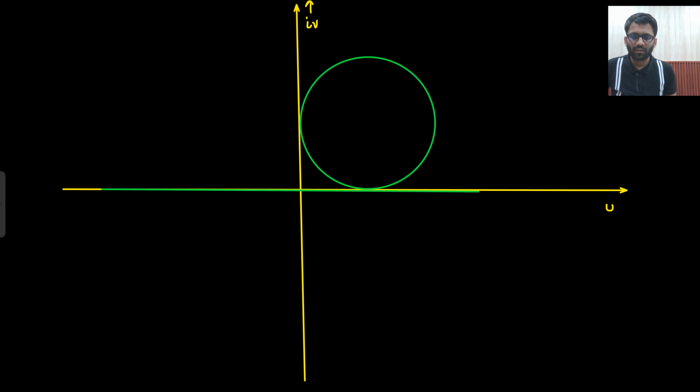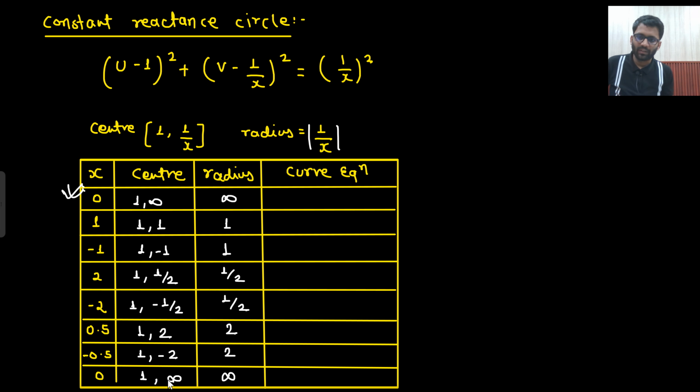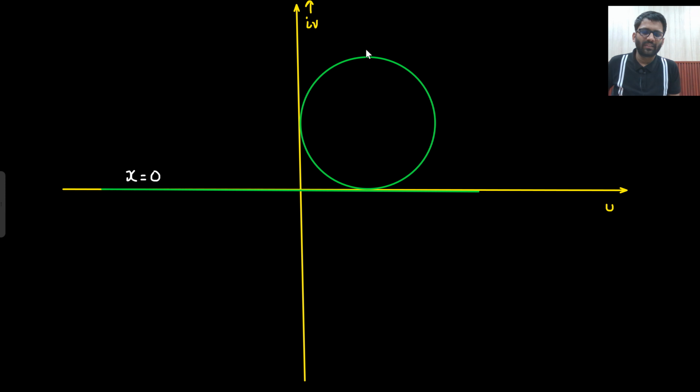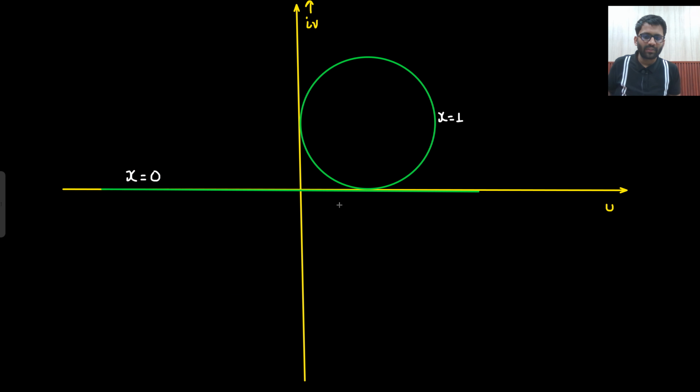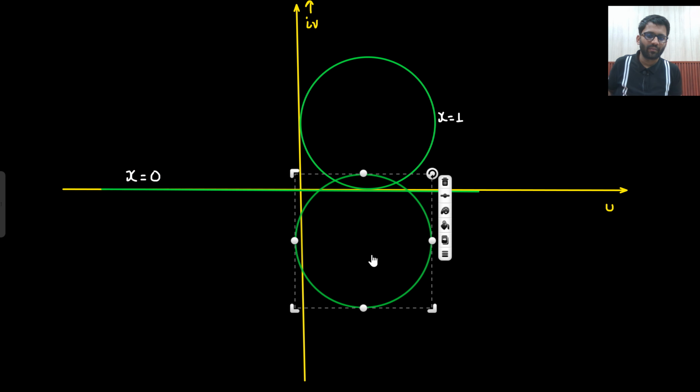So this was coming for x equals to 0, right? Here I should have put x equals to infinity, actually not 0. So for x equals to infinity, the center is 1 comma 0 and radius is 0. Initially this came for x equals to 0, this came for x equals to 1. Now we are making it for x equals to minus 1. So similarly, we do the same thing, but it will be made downward. Why is that so?